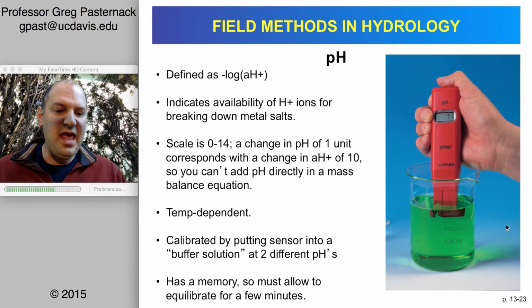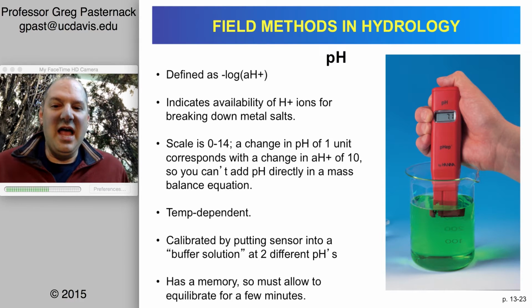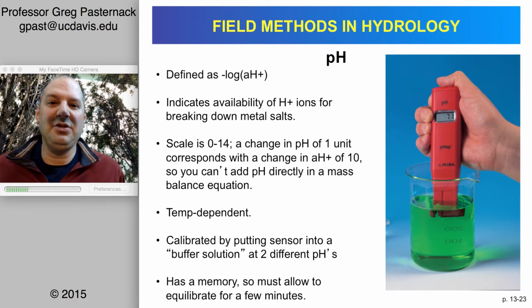Okay, the next is pH, which you should all be familiar with from your introduction to chemistry class. It's defined as the negative log of the concentration or activity of the hydrogen ion in the solution. It indicates the availability of hydrogen ions to break down metal salts. So, the lower the pH, the more corrosive it is for metals.